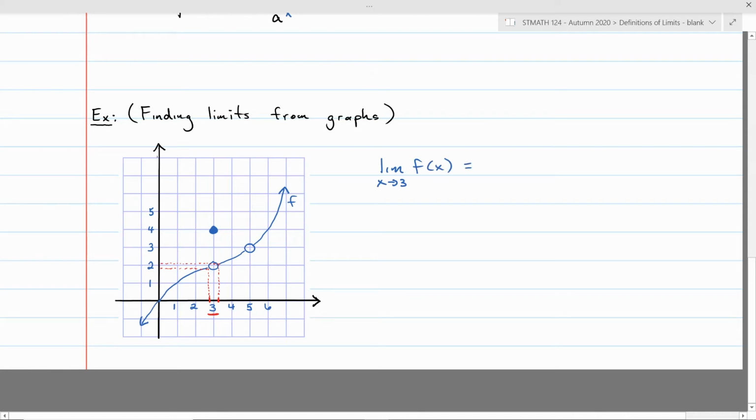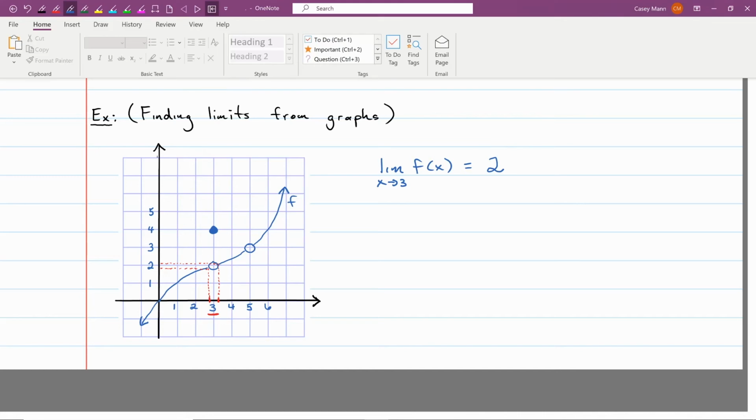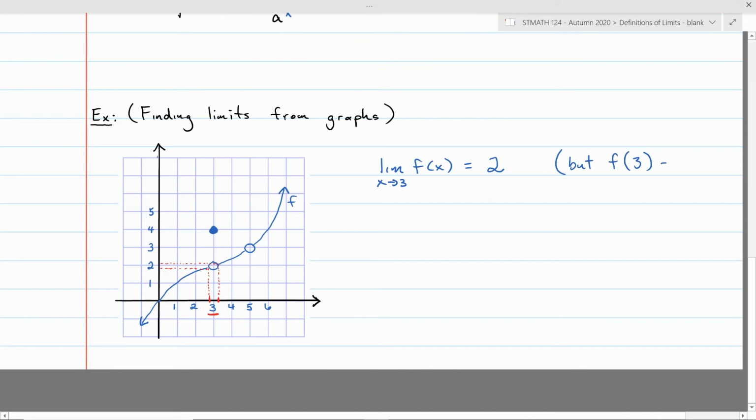Well, it looks to me that when I plug in x's that are closer and closer to 3, the y values are getting closer and closer to 2. Now, you can see in that graph, there's a little hole there. And the value of the function at that point, f of 3, is equal to 4 in this case, right?